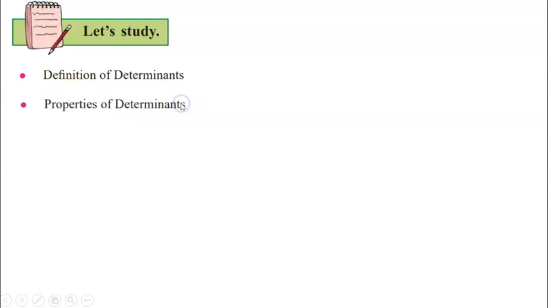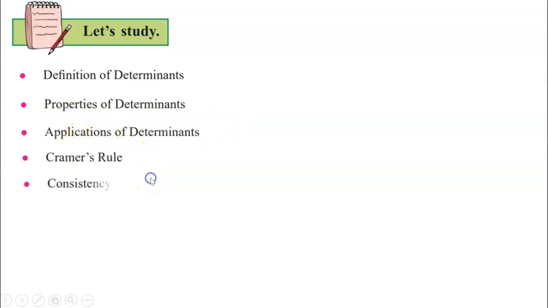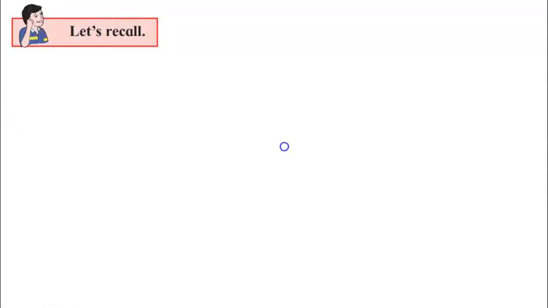Definition of determinants, properties of determinants, applications of determinants, Cramer's rule, consistency of linear equations, area of triangle, collinearity of 3 points. Okay, now let us start.